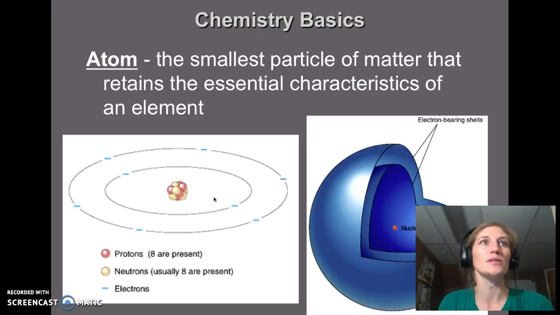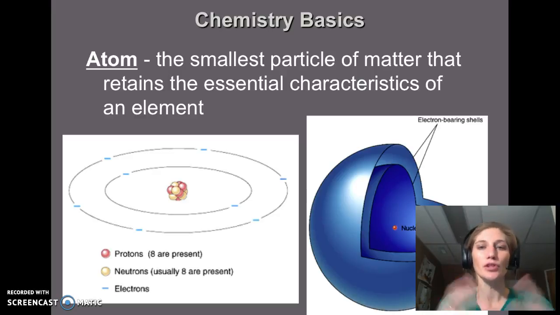In both cases, we see that there is a nucleus at the center, and the nucleus is where the protons, which are the positively charged particles, are located. Protons have mass and a positive charge. The yellow here is representing a neutron. Neutrons have mass but no charge, but again, it's the protons and the neutrons that are located inside of the nucleus.